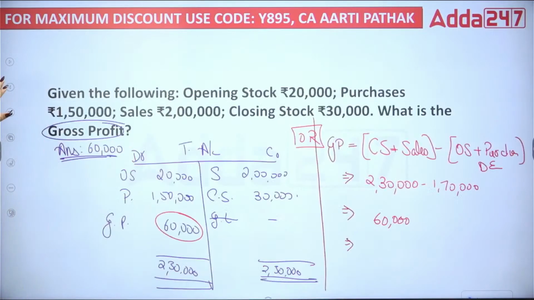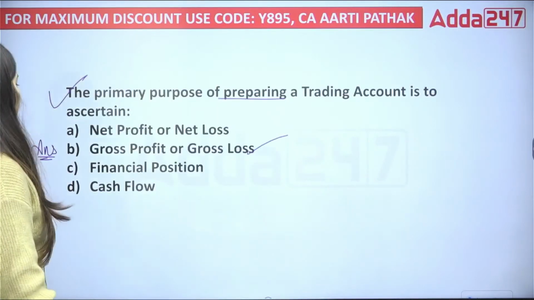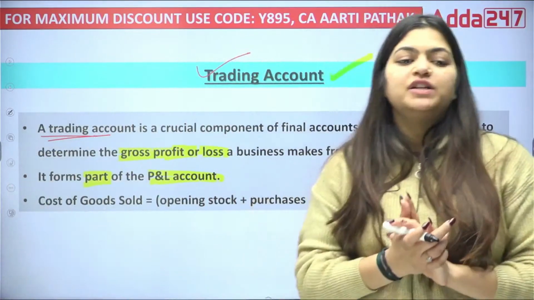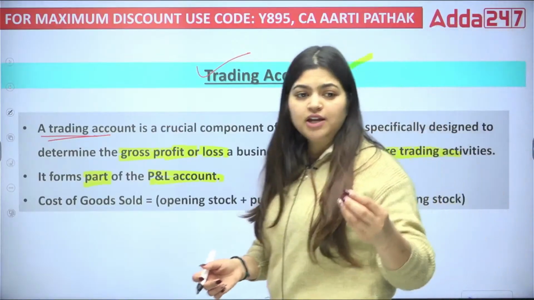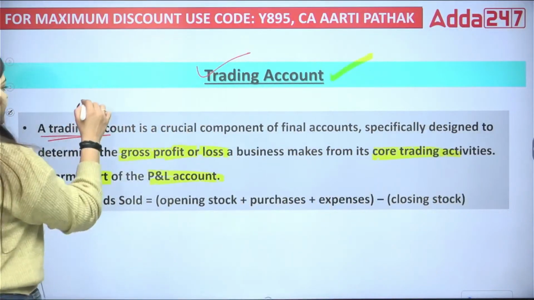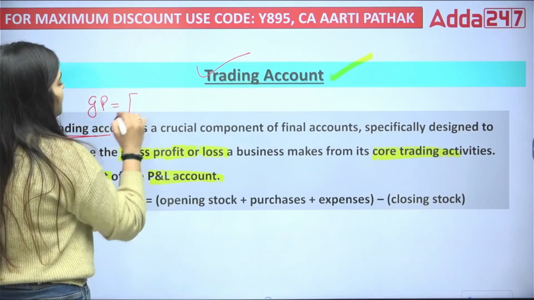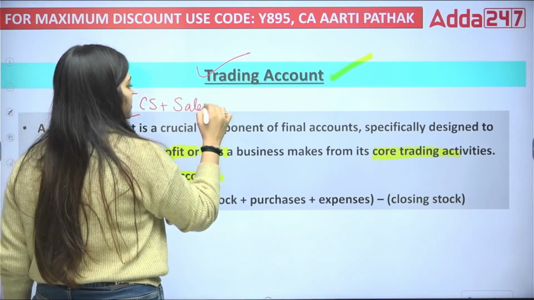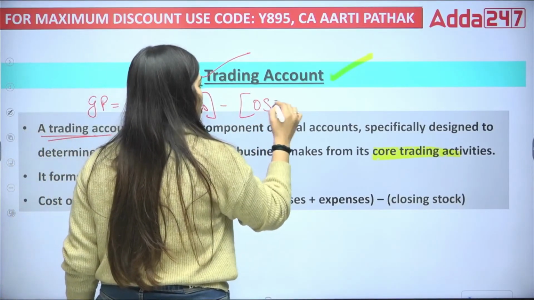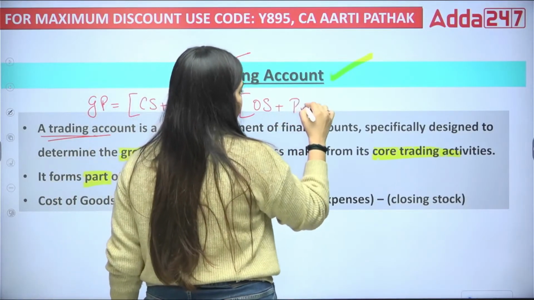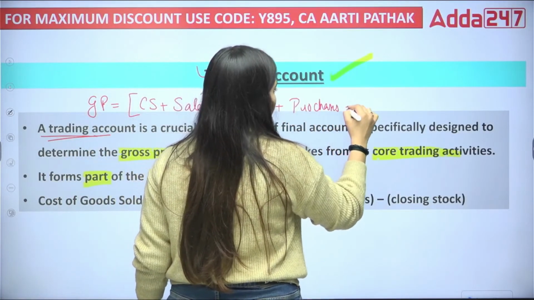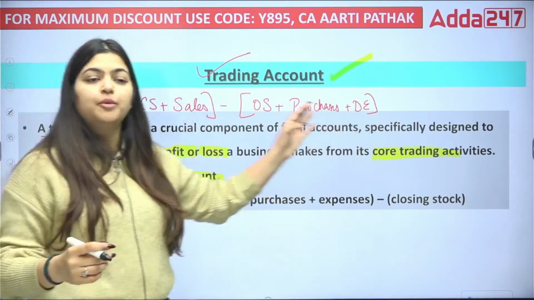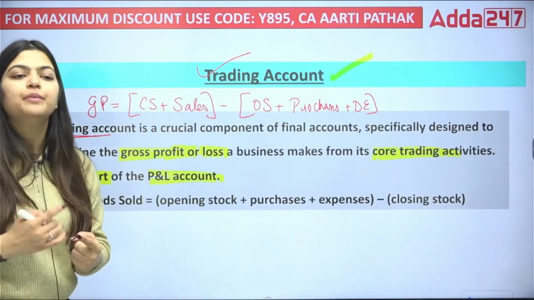Now one more thing let me tell you before we proceed. That is your cost of goods sold. Let me tell you what is cost of goods sold. Just now we saw one formula that says gross profit equal to closing stock plus sales minus opening stock plus purchases plus direct expenses. If you subtract all your expenses from your revenue, from your sales, you will get gross profit.